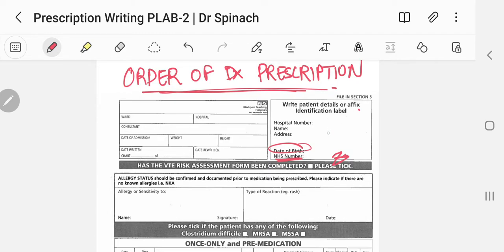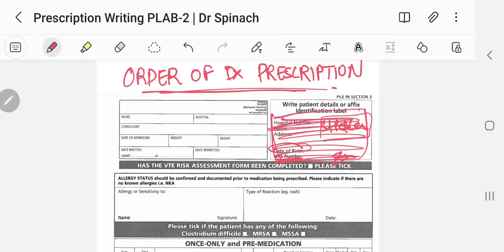Usually, and most of the times, you are given a sticker inside the cubicle, and you just have to paste it over here and write nothing. So it will save you time. Whenever you are in the exam hall, please check if they have a sticker or not, because you can simply place it here. This information is usually given. If not, then you can write it on your own.